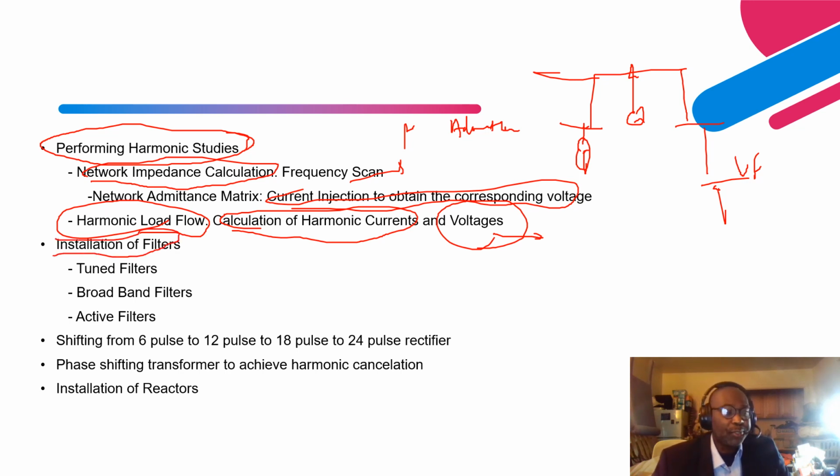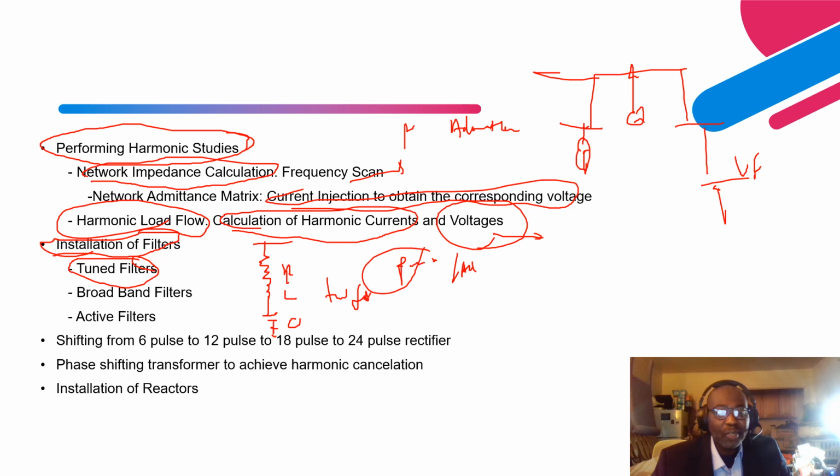Next is how you install filters. You can install tuned filters. So what is a tuned filter? Very simple, an R, L, C circuit. That's a tuned filter. For the tuned filters, we have passive and active. The problem with the passive ones is they drift a lot, and you have to basically retune them. Next are the broadband filters, where we have low pass and high pass filters. Then active filters, which utilize power electronics.